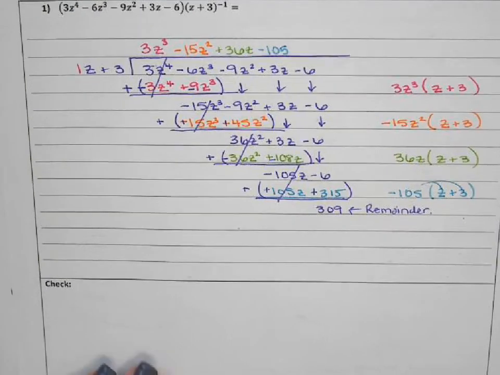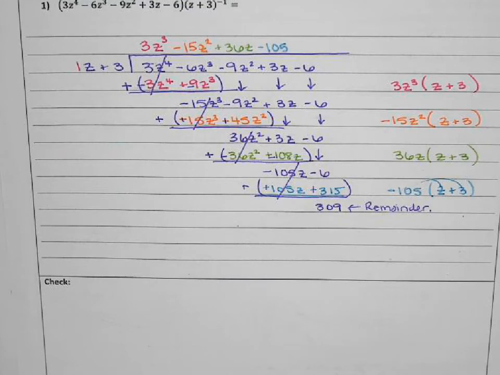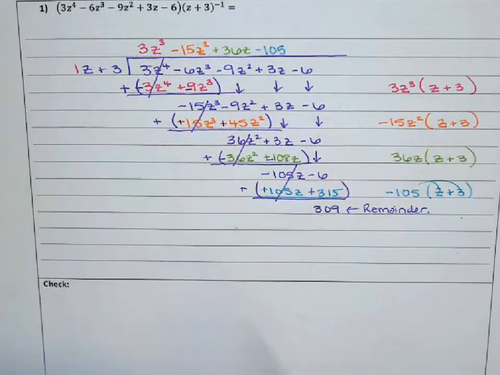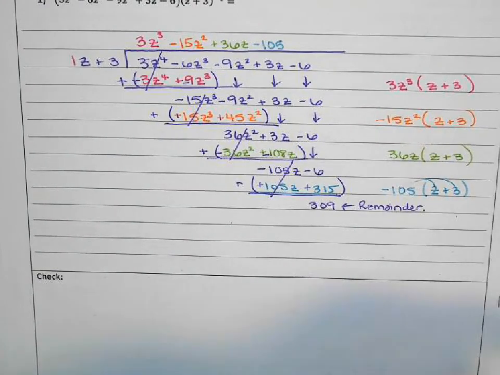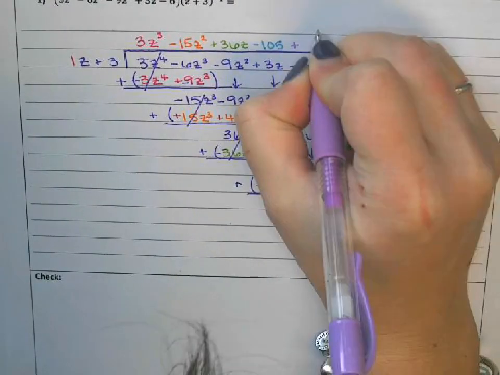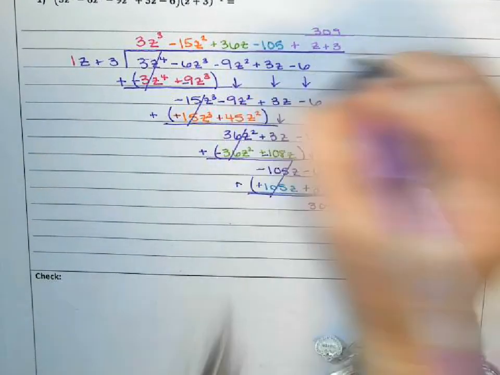How did we write the remainder, though, on the front page? Blake? You would put the remainder over what you were dividing by. Yes, we would put the remainder over what we were dividing by. So it would be 309 over z plus 3. So when we write in that last step, I'm going to write it plus 309 over z plus 3.